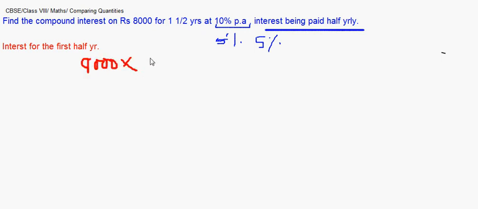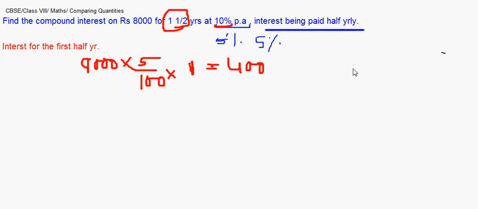Again, the same way as we did in the previous question, 8,000 is the principal, this is the rate. Now, because I told you how it has become 10% to 5%, the time is 1, because I have changed this percentage. Had I not changed this percentage, then I would have changed the time. Now I have changed the percentage, so I'm keeping time as 1. Now in 1.5 years, that means 3 times the interest will be paid, because there will be three 6 months coming in 1.5 years. This I am getting to be 400. This is the interest for the first half year.